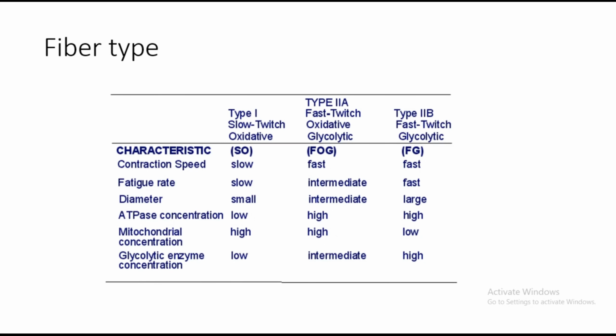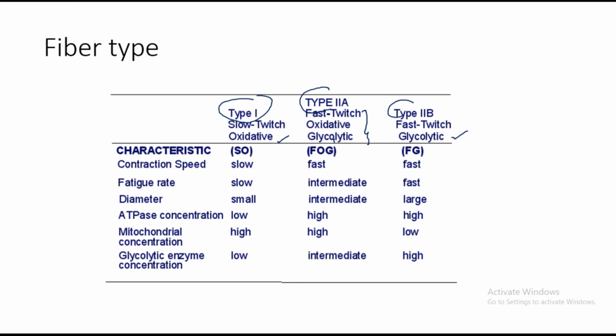So coming to the fiber types, in skeletal muscle we have different kinds of fibers. We have type 1 fiber, type 2A, and type 2B fibers. These are the skeletal muscle or contractile fibers, or myofibrils, or muscle fibers. There are two main types of muscle fibers and an intermediate type. One is slow oxidative, the second is fast glycolytic, and fast twitch oxidative glycolytic is the intermediate kind of muscle fiber.